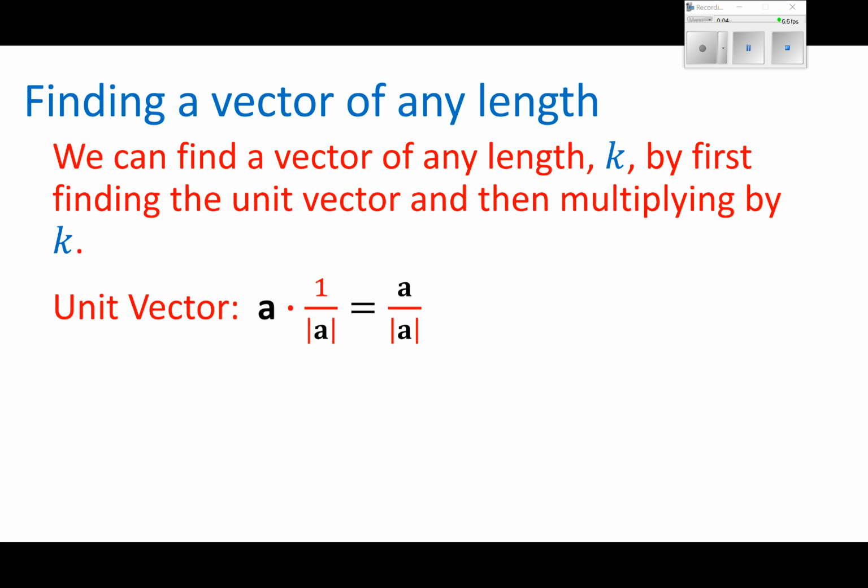So we're going to take our vector a and multiply it by 1 over the magnitude of a. That gets us a length of 1. So all of this gets us a unit vector of length 1.